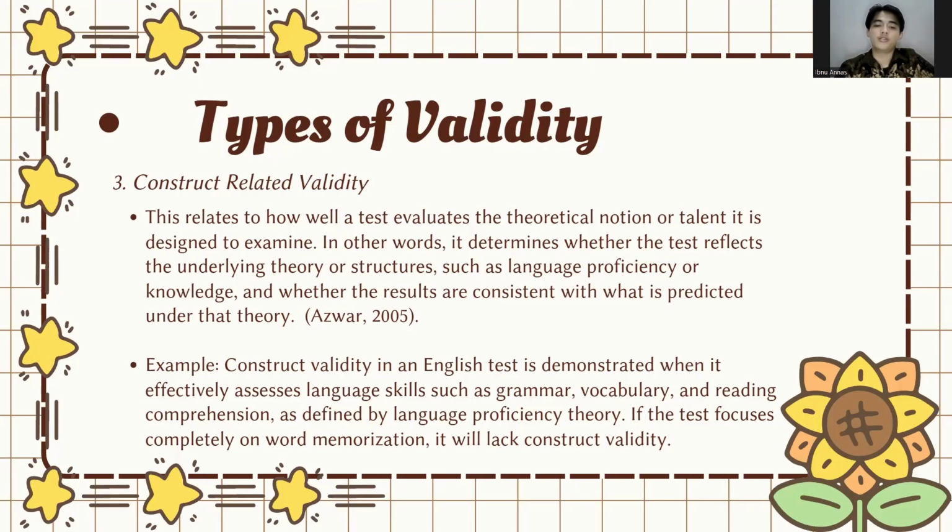For example, construct validity in an English test is demonstrated when it effectively assesses language skills such as grammar, vocabulary, and reading comprehension, like content validity. In other words, it's defined by language proficiency theory. So if the test focuses completely on word memorization, it will lack construct validity, and it's not to be counted as construct-related validity.